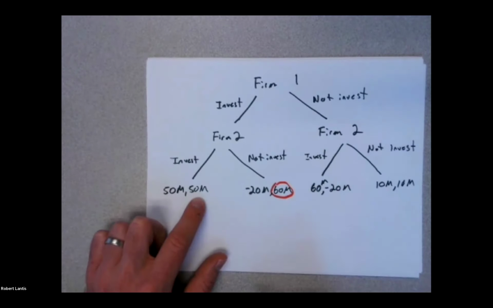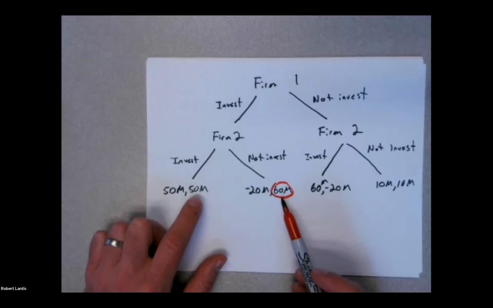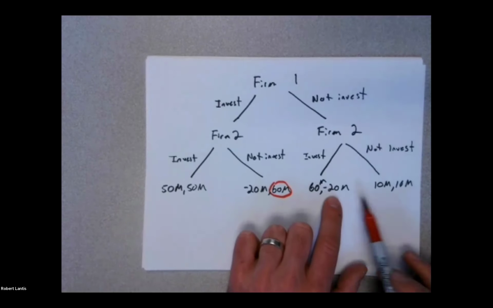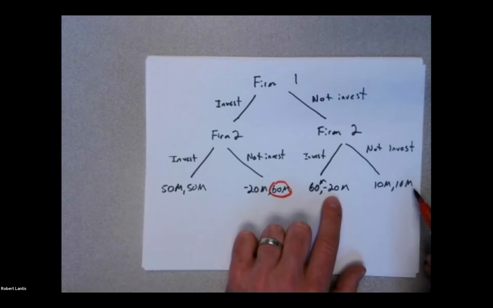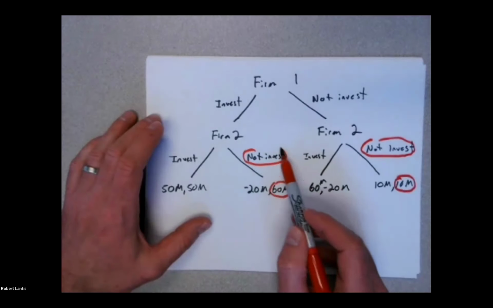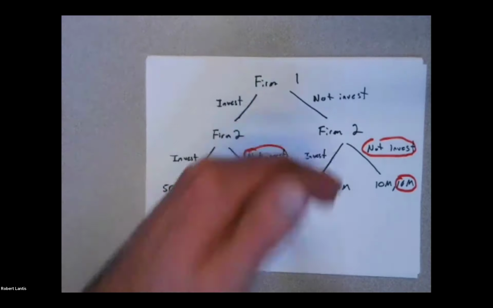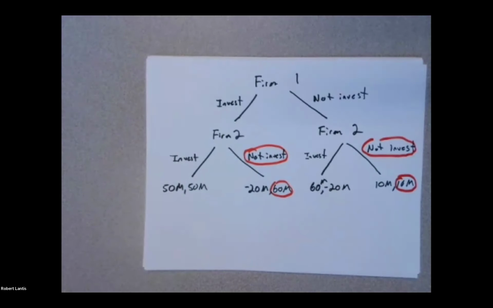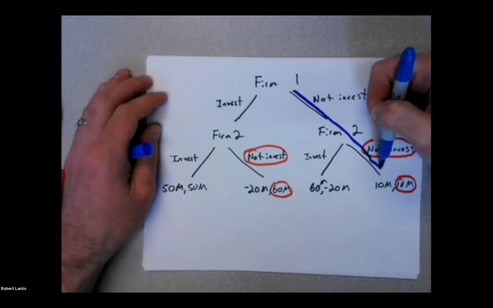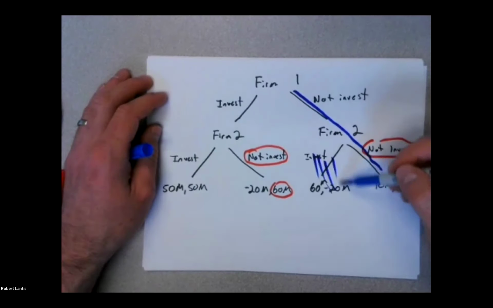Not investing. I can enjoy the benefits of the research and development that firm one did without all of the additional costs. Now, if firm one doesn't invest, and I invest, I get negative 20. If I don't invest, I get 10 million. So what's better? Not investing. So we know firm two is going to have a dominant strategy, regardless of what firm one does, which is to not invest. Now, knowing this, firm one says, okay, if I choose not to invest, I always know this is going to be the outcome. So I only have to consider this.